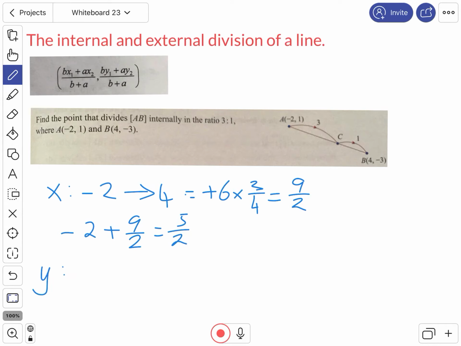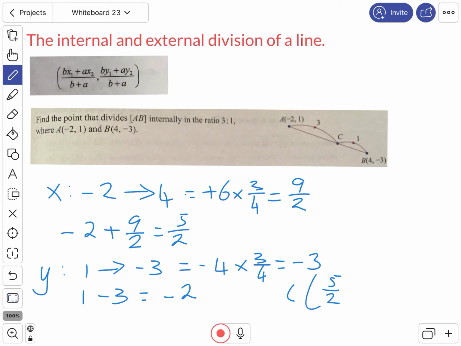Doing the same for the y coordinate then, I'm going from 1 to -3. That means I'm going down 4 units. I don't want to go all 4 parts of that. I want to go 3 out of the 4. So I multiply it by 3/4, and I get the number -3. I want to go -3 units from here on the y values. So I start at 1 and I subtract 3 from it. And I end up there with a -2. And there's my C. It is 5/2 and -2. And that's the way that we were looking at it the last day. So up to you whatever way you want to go for that one.